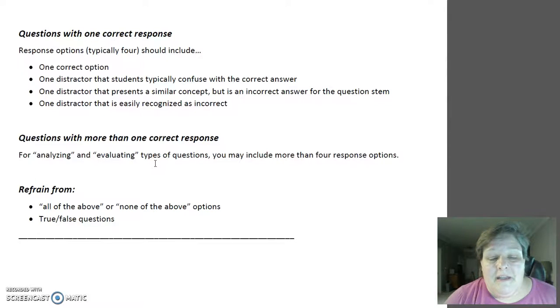At the evaluating level, you're asking students to apply criteria to determine whether what happened was appropriate or correct. And so you might have more than 4 response options because, for example, 3 of the 6 might be correct answers. Another rule of thumb is to refrain from all of the above and none of the above response options. That's just pretty much telling the student to pick me. You also want to refrain from true-false questions. I'll get back to true-false questions in a few minutes.